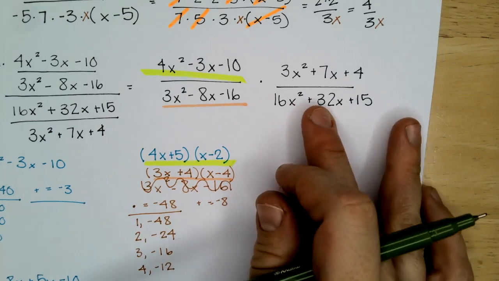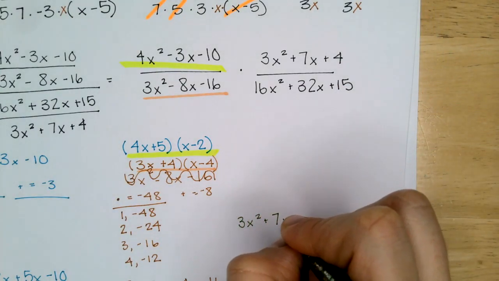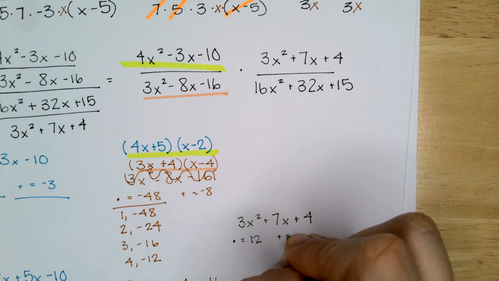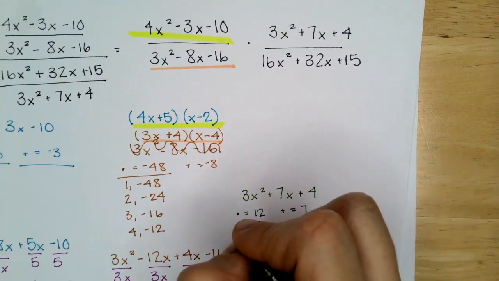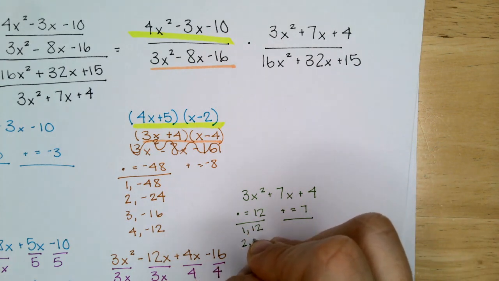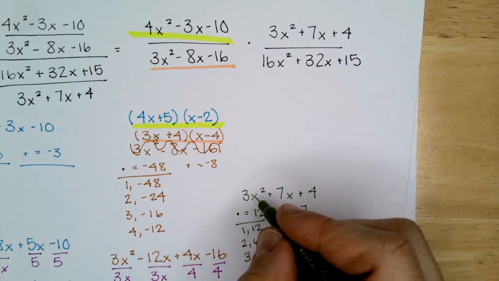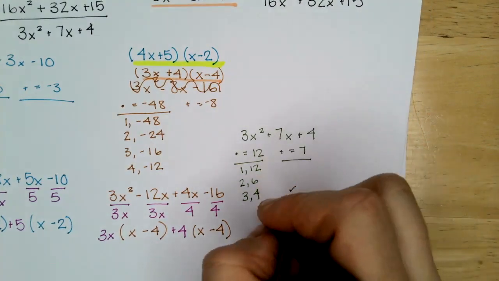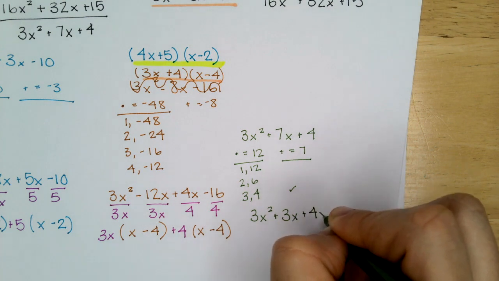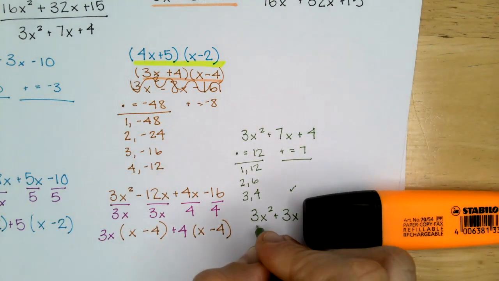Three x squared plus 7x plus 4. Here I'm going to need two numbers that multiply to equal 12 and add to equal 7, right? Both positive, so we can say 1 and 12, 2 and 6, 3 and 4. 3 and 4 make 7. So 3x squared plus 7x plus 4 becomes 3x squared plus 3x plus 4x plus 4, right? That first group, I'm going to take out a 3x.